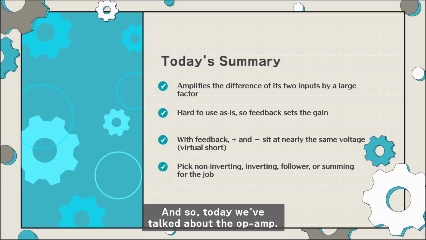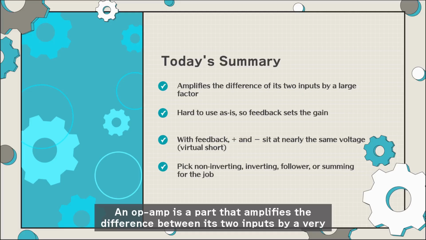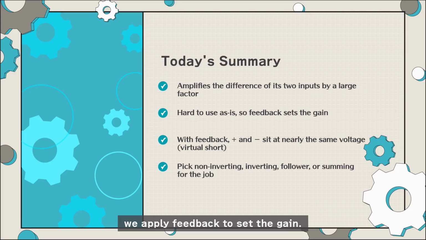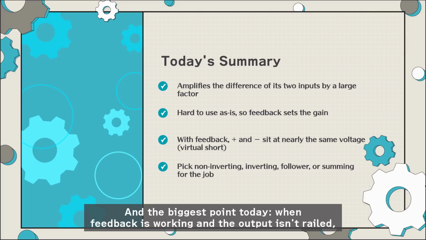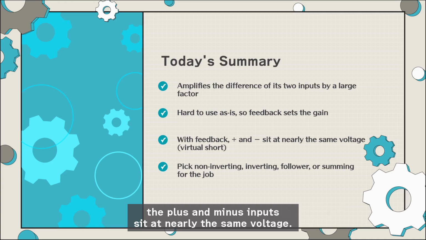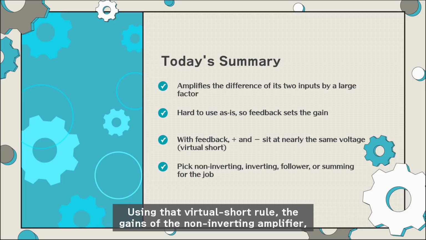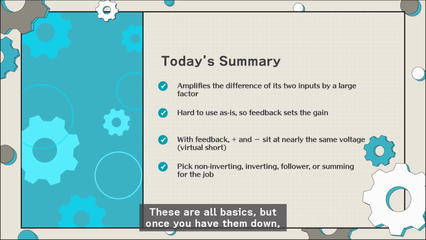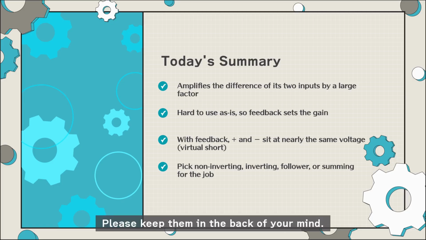And so today we've talked about the op-amp. An op-amp is a part that amplifies the difference between its two inputs by a very large amount, and because that's hard to use as is, we apply feedback to set the gain. And the biggest point today, when feedback is working and the output isn't railed, the plus and minus inputs sit at nearly the same voltage. Using that virtual short rule, the gains of the non-inverting amplifier, the inverting amplifier, and the summing circuit all become clear and simple. These are all basics, but once you have them down, circuits that use op-amps become much easier to read. Please keep them in the back of your mind.